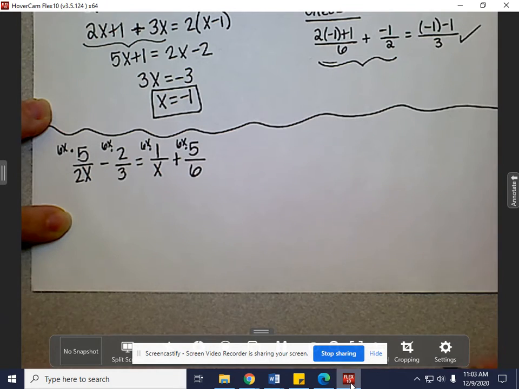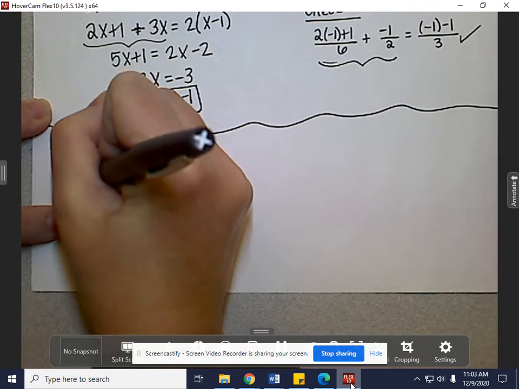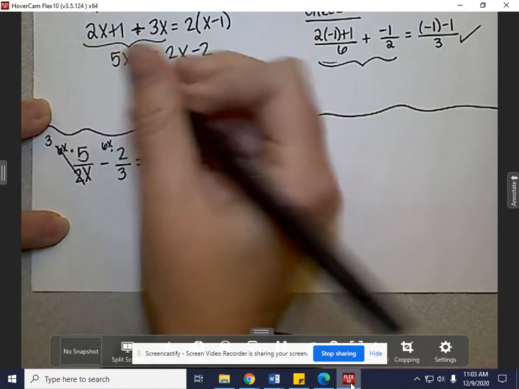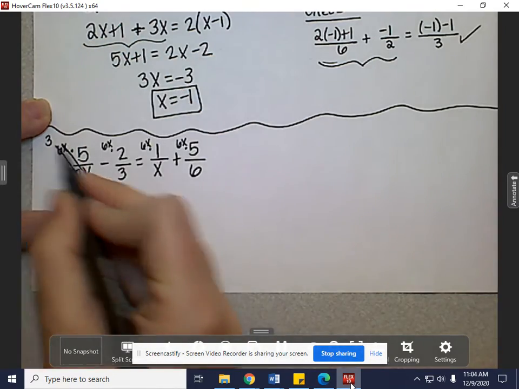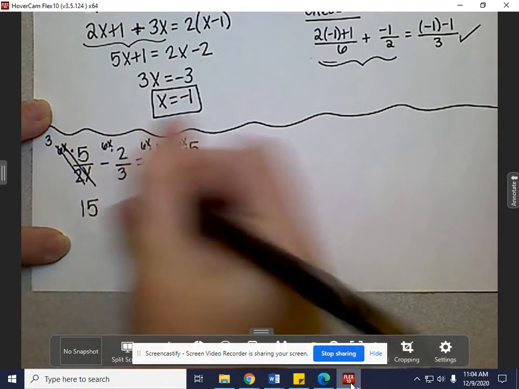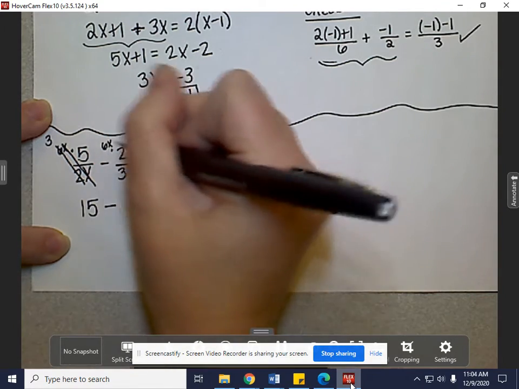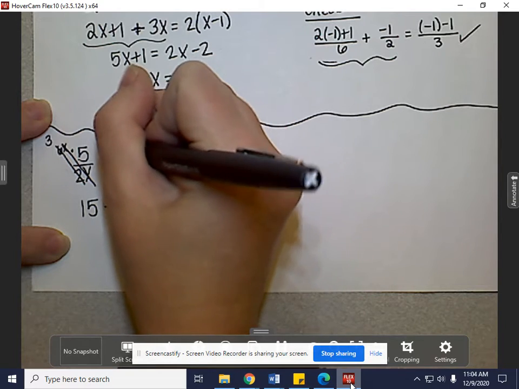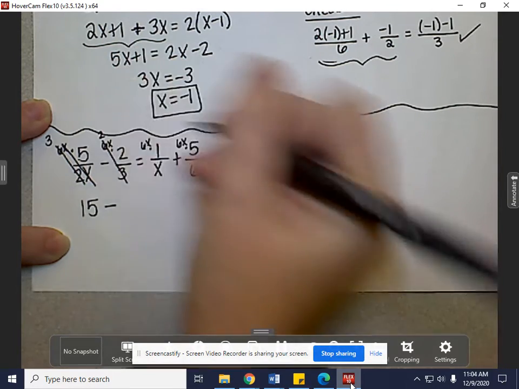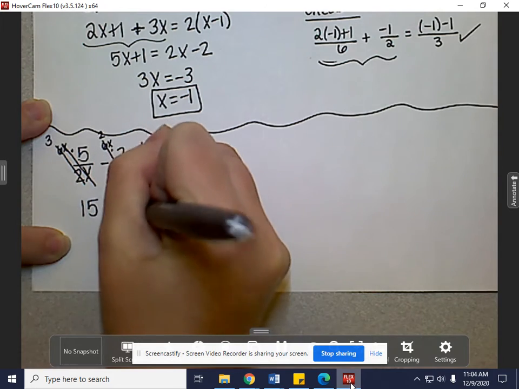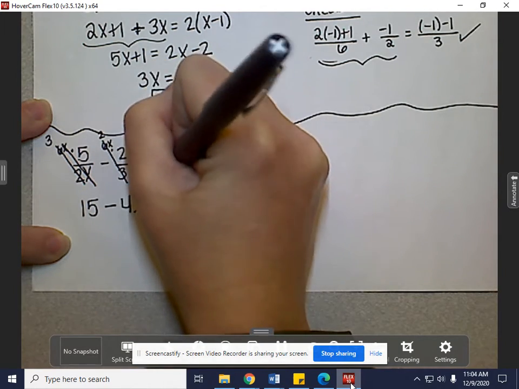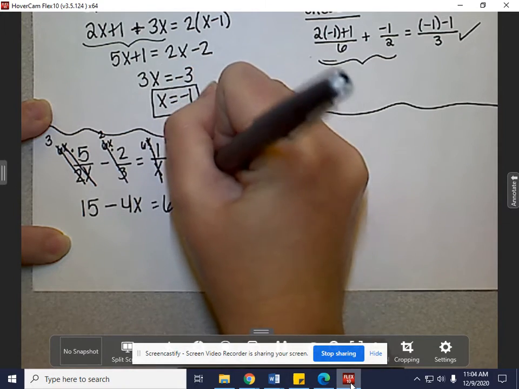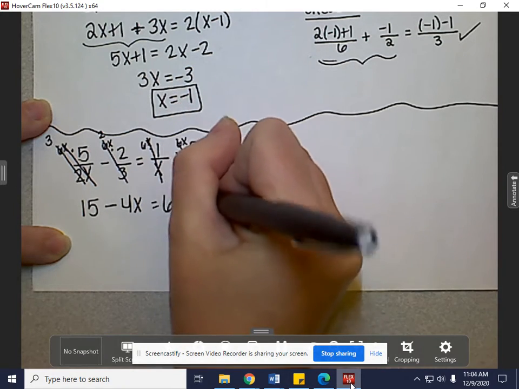So what I see here is the 6 over 2 reduces to 3, and the x's cancel. So 3 times 5 would give me 15. Here, the 6 over 3 reduces to 2, and we have the x, and then times 2, so that would give me 4x. Here, the x's would cancel. 6 times 1 is 6. And here, the 6's would cancel. X times 5 is 5x.